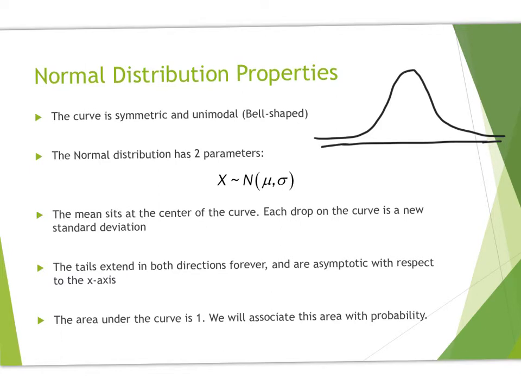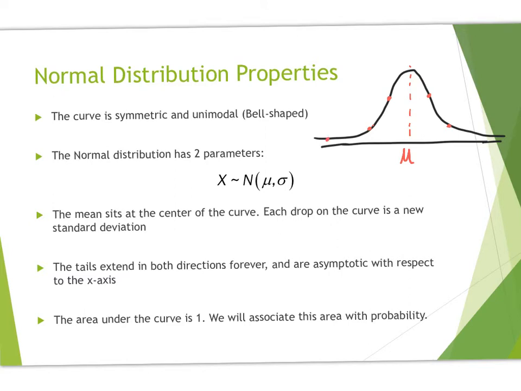The next thing is the normal distribution has two parameters. Just like the binomial had two parameters, which were n and p, the normal distribution also has two parameters, which is the mean and the standard deviation. So we have the mean mu and the standard deviation sigma. The mean will always sit at the middle of this curve. It's always in the middle right here. Here is your mu. And every place where the curve is supposed to drop, we call those inflection points. This is an inflection point. Here's an inflection point. And here's an inflection point.